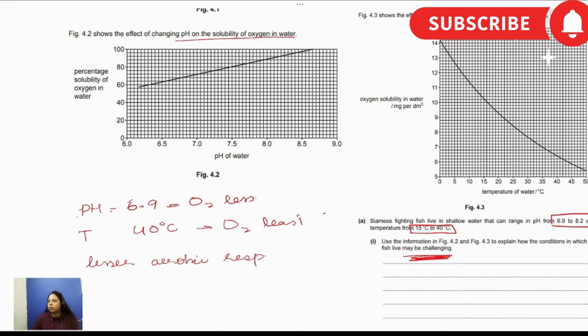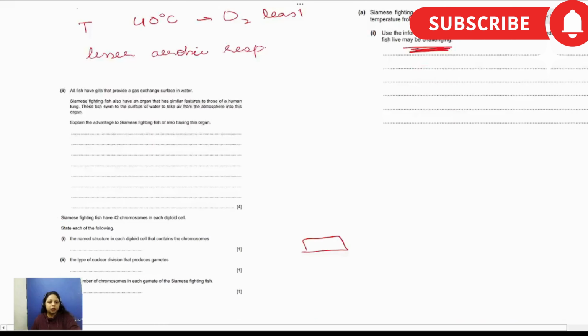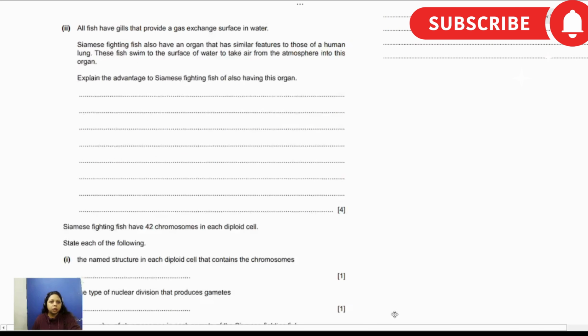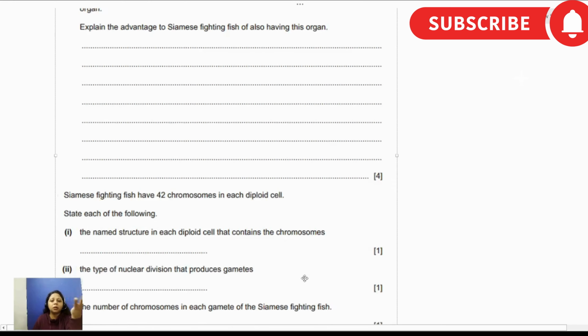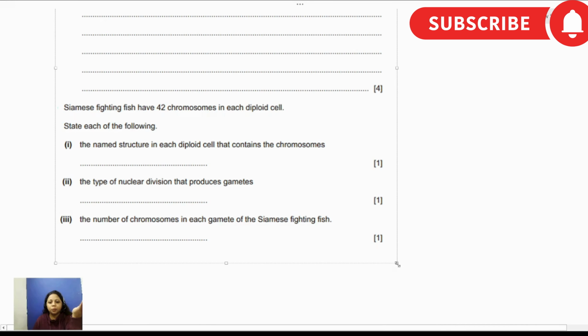The next part is: all fish have gills that provide gas exchange surface area in water. Now, about this fish, the Siamese fighting fish also have an organ that has similar features to those of human lungs. These fish swim to the surface of water to take air from the atmosphere into the organ. Explain the advantage of having this organ, which is similar to lungs.